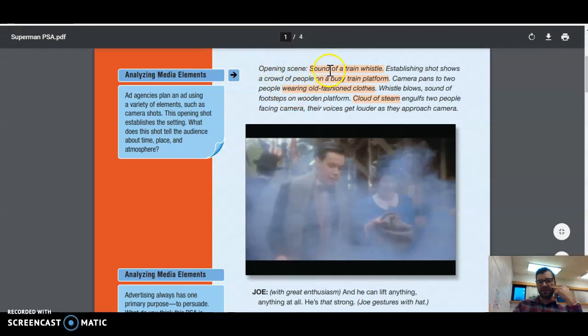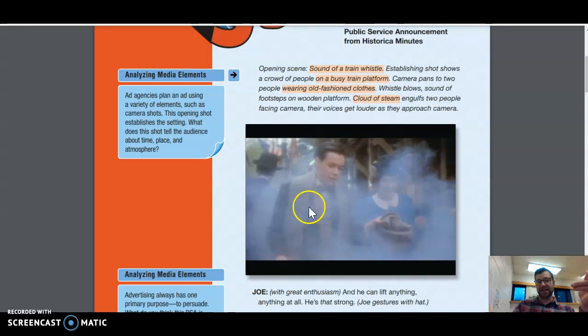In the opening scene, there's a sound of a train whistle. Establishing shot shows a crowd of people on a busy train platform. Camera pans to two people wearing old-fashioned clothes. Whistle blows. Sound of footsteps on a wooden platform. A cloud of steam engulfs two people facing the camera. So, the fact that it's a steam-driven engine and this train platform is so busy means that this was a primary mode of transportation. So definitely early 1900s.